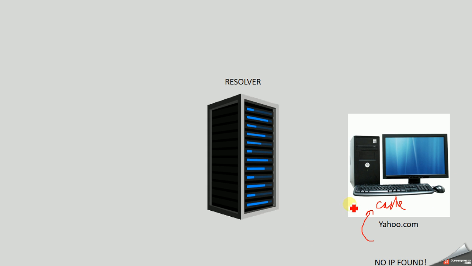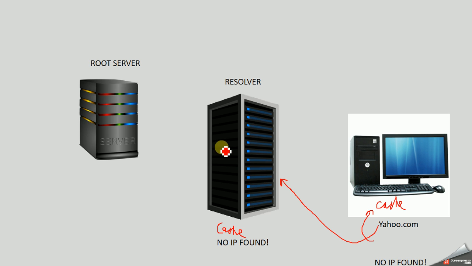You'll send your request to what's called the resolver. Your computer will say, hey, resolver, what is the IP address for yahoo.com? The resolver will check its own cache. And let's imagine that nobody in your area has been on yahoo.com. So it searches for it, and it can't find the IP address either. So the resolver will then pass it on to the root server, and the resolver will go, hey, I've got my friend who's looking for yahoo.com's IP address. Can you help me out, root server?